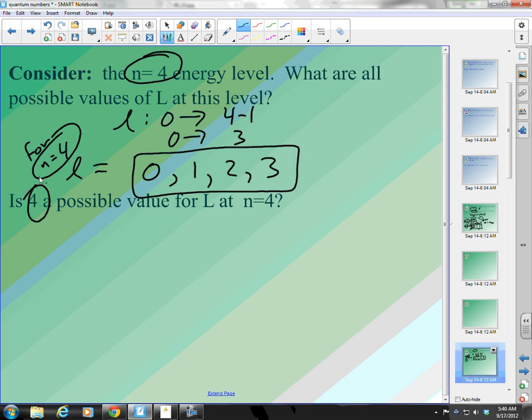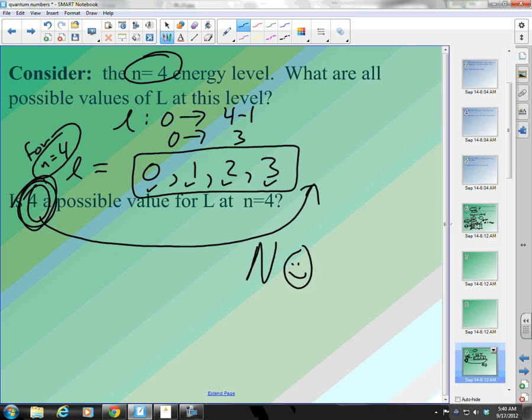Good. So is 4 a possible value of L? Let's see. 0, 1, 0, 1, 2, 3. Is 4 a possible value? I don't see it. The answer is no. Okay, good. So L cannot be 4 when n is equal to 4. Got it? All right. Let's move on.